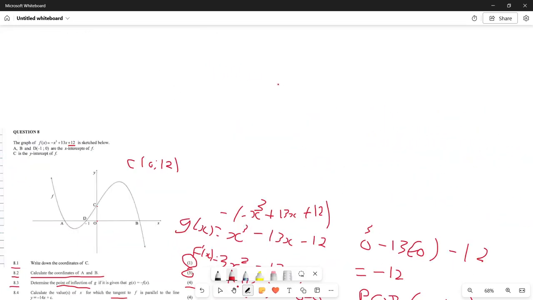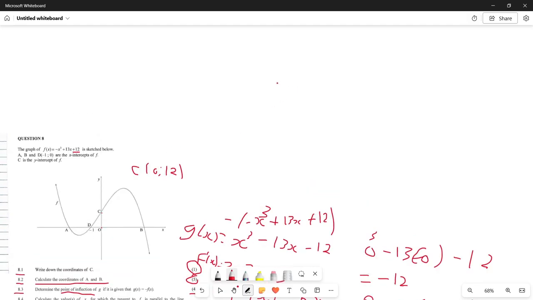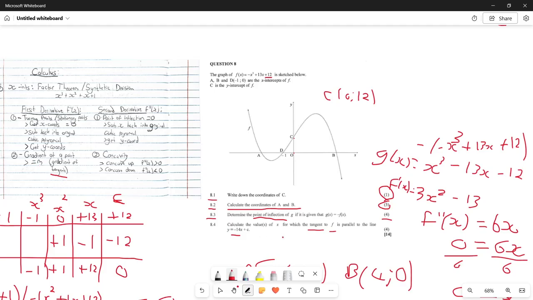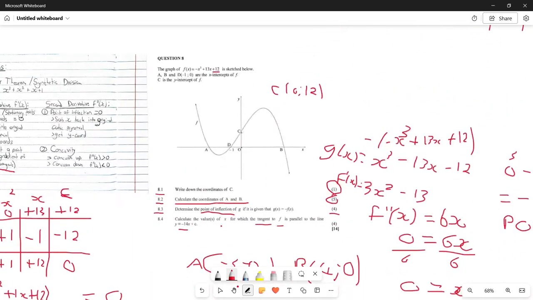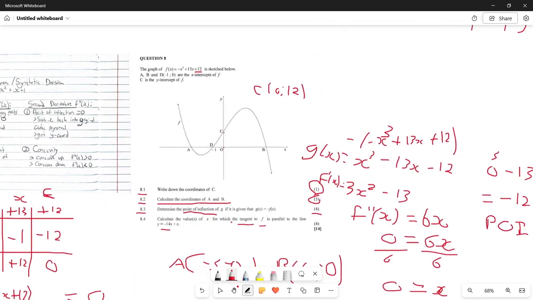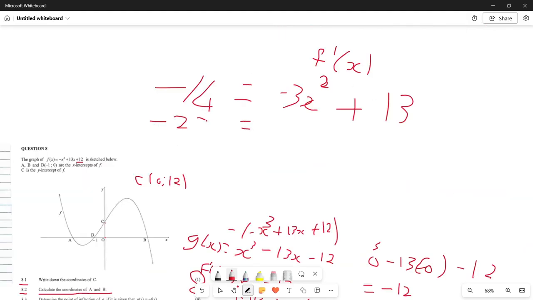So our first derivative of our initial f, because they were talking about f, so we are going to do our derivative equals the gradient at a point. So it equals -14. So at this stage, we are going to solve for x to calculate the value or values of x for which the tangent to f is parallel to the line. So we're going to take that over.